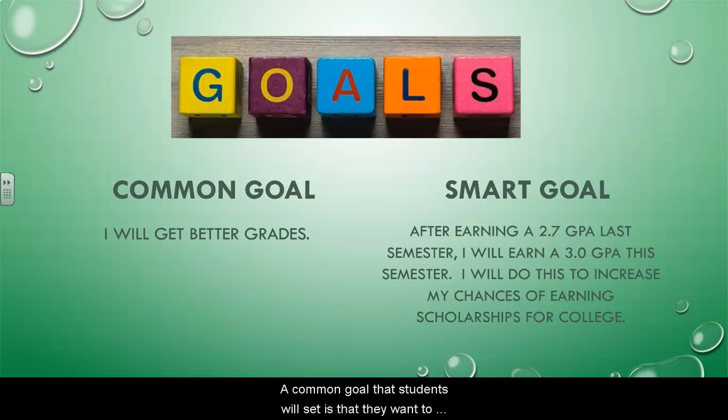A common goal that students will set is that they want to get better grades. Although this isn't a bad idea, this doesn't qualify as a SMART goal because it isn't specific, we don't know how to measure it, and there is no timeline. However, saying that your goal is to earn a 3.0 GPA this semester does fit the criteria. It is specific, and we can measure it by checking your grade point at the end of the semester. The fact that you had a 2.7 GPA the prior semester shows that a 3.0 is a realistic goal, and having the financial incentive of potential scholarships makes the goal relevant to you. And finally, it gives the end date of the end of the semester, so it is timely.